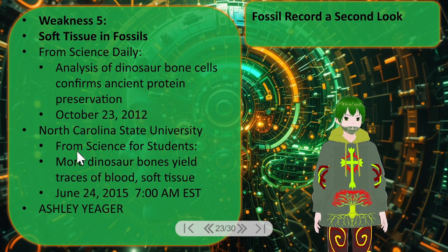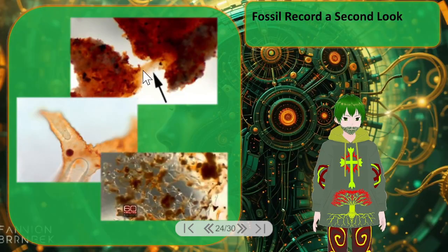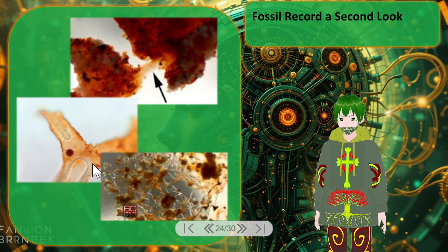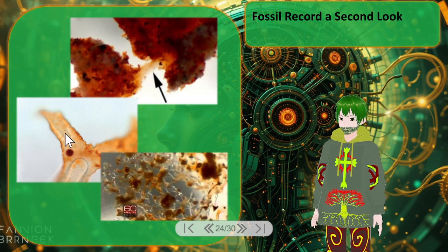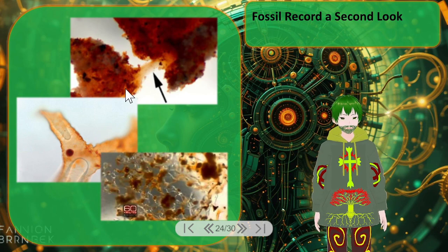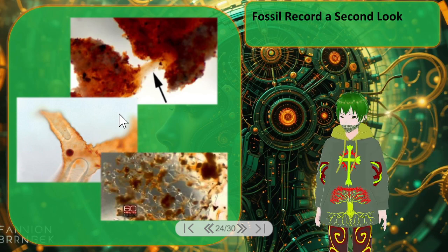So soft tissue is being found more and more commonly, right? And when I say soft tissue, I mean like actual vascular tissue that still is elastic. They pull on it with a little set of tweezers and it recoils because it's still elastic. And I'm not going to say that this proves that life on Earth is young. That's not at all what I'm trying to say.